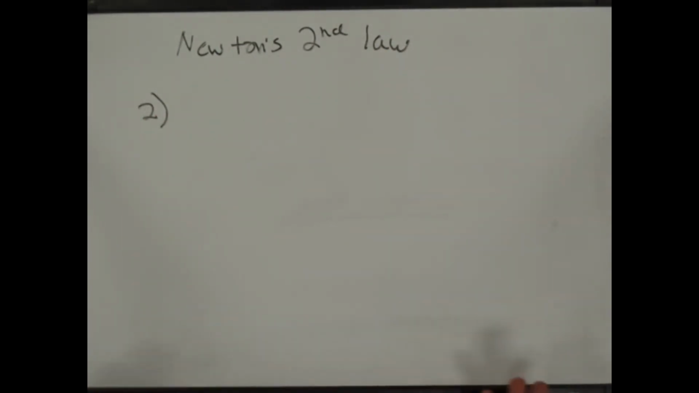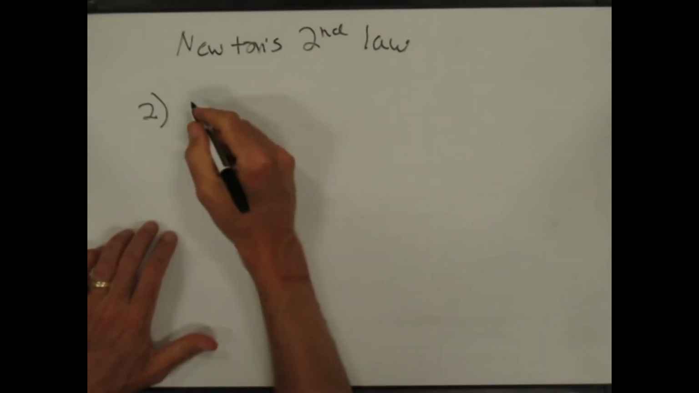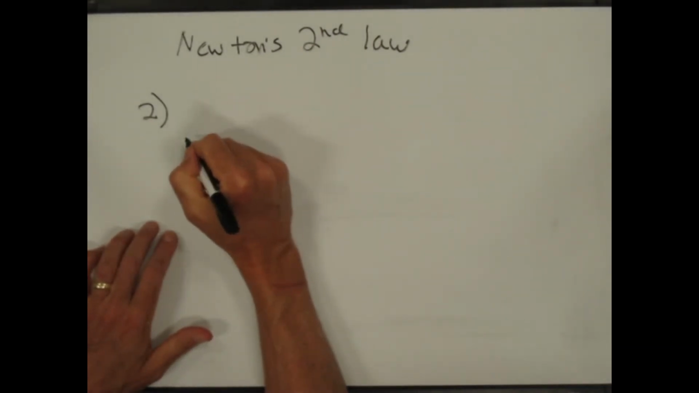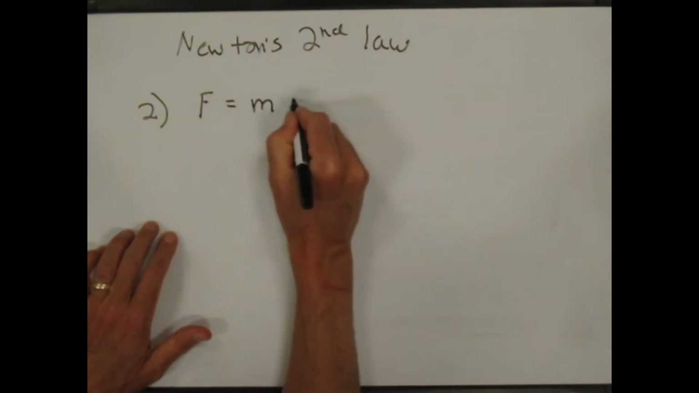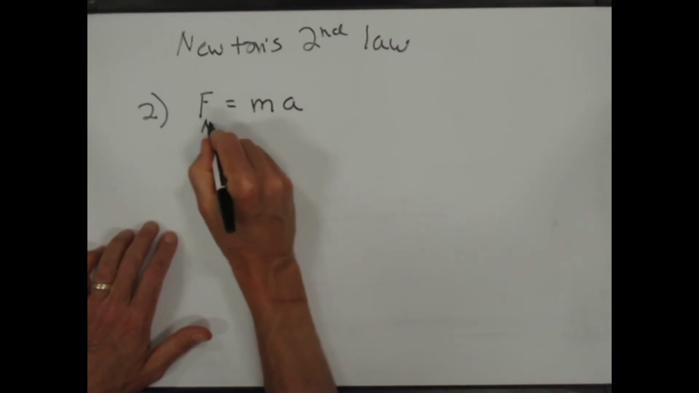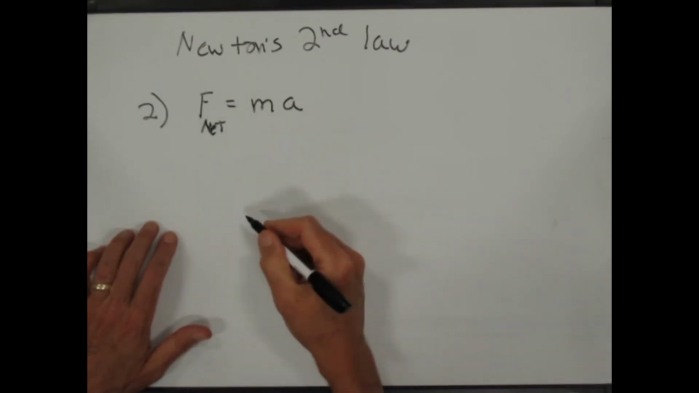See if you can think up what the second and the third law is. You've probably seen them around, and you've for sure heard the third law. The second law is an equation, and it has three letters in it. So it's F equals mass times acceleration. And this is technically the net force.